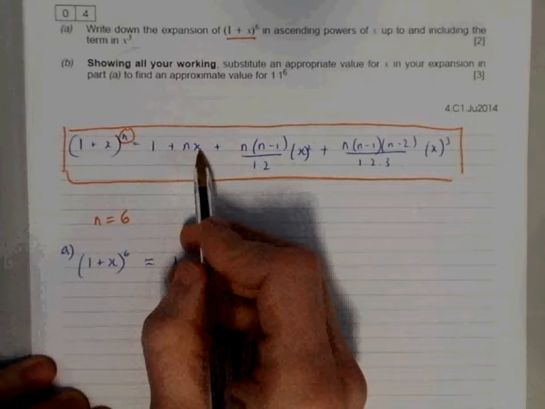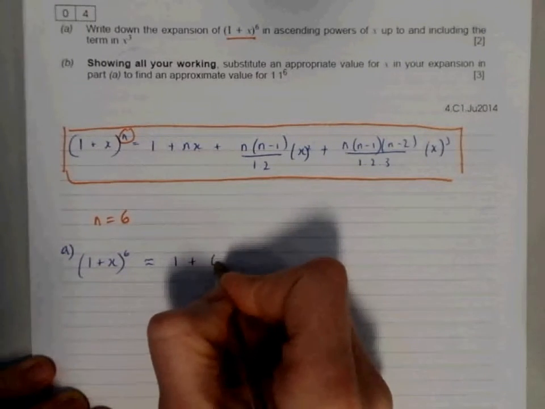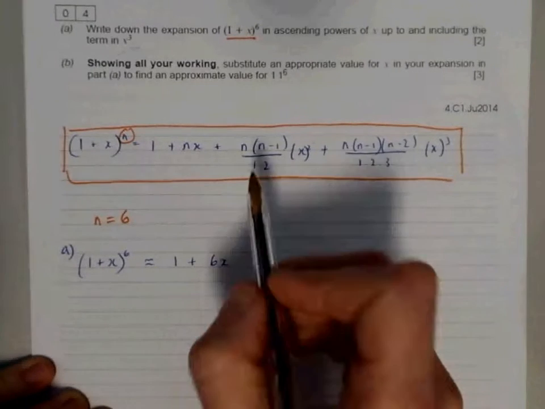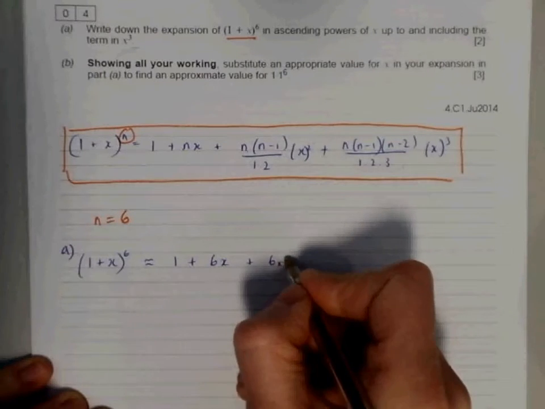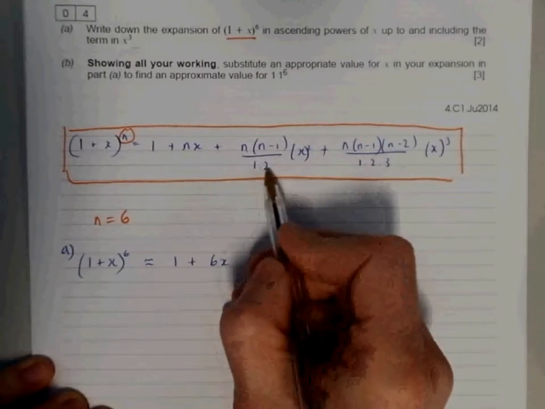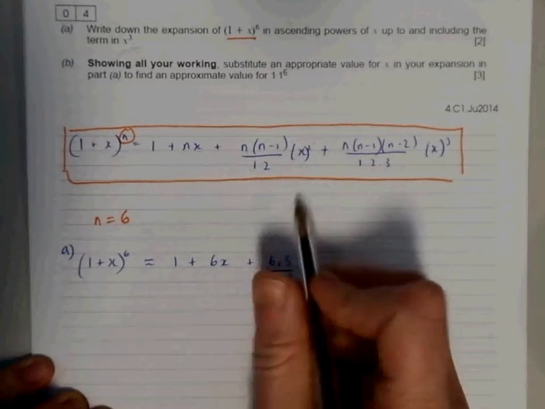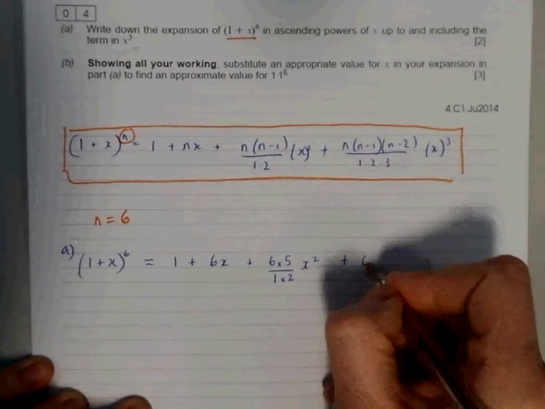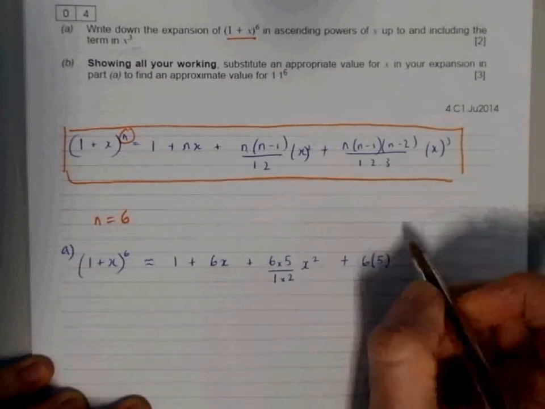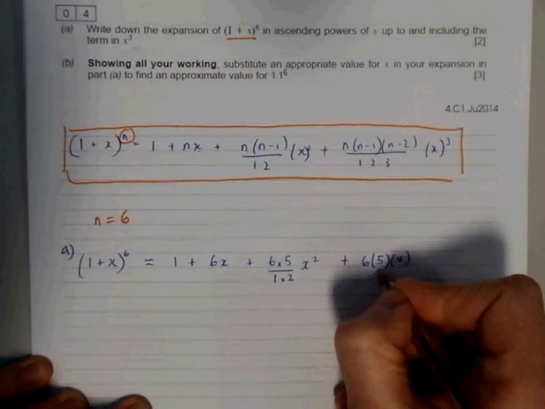1 plus n is 6, so I'm going to put 6 in there. n is 6, so that's 6. 6 minus 1 is 5, times 5, over, remember this means 1 times 2. The x term is just straightforward, it's x squared. And the next one, 6 times 5 times 4 over 1 times 2 times 3.